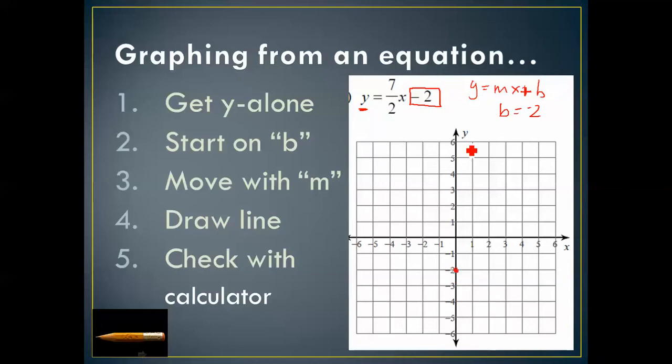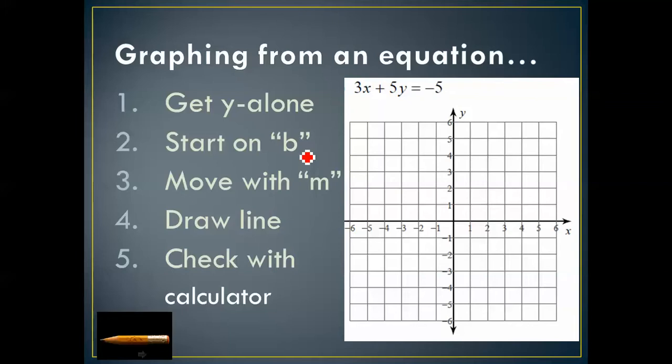Then I'm going to move with m. My slope in this one is 7/2. So the 7 tells me I go up 7 because it's positive, and the 2 tells me I go to the right 2 because it's also positive. So I'm going to go up 1, 2, 3, 4, 5, 6, 7, and I'm going to go over 2. And I'm going to put my next point, and my line will go through these 2 points. So now I draw the line. You can check with your calculator by typing this into your y equals and hitting graph, and it will give you the graph.